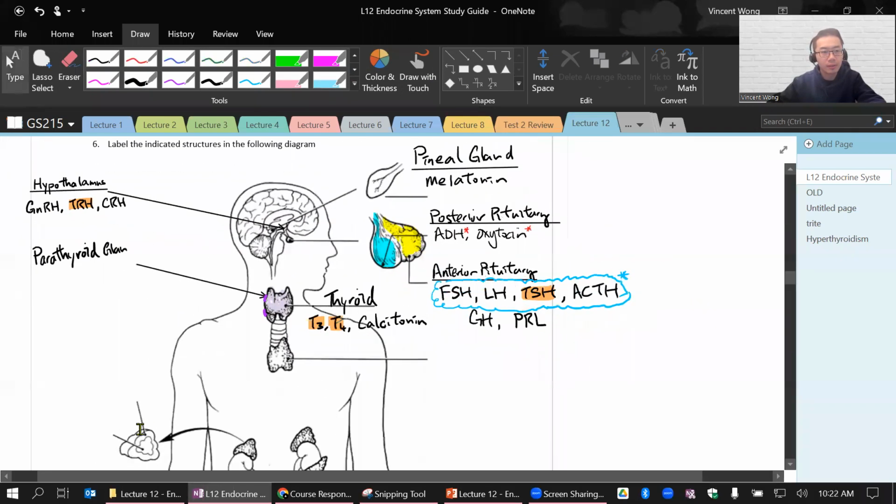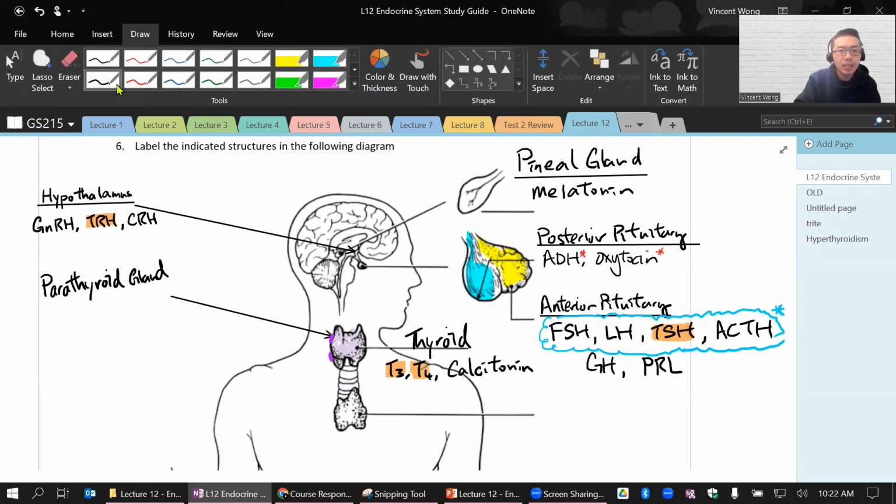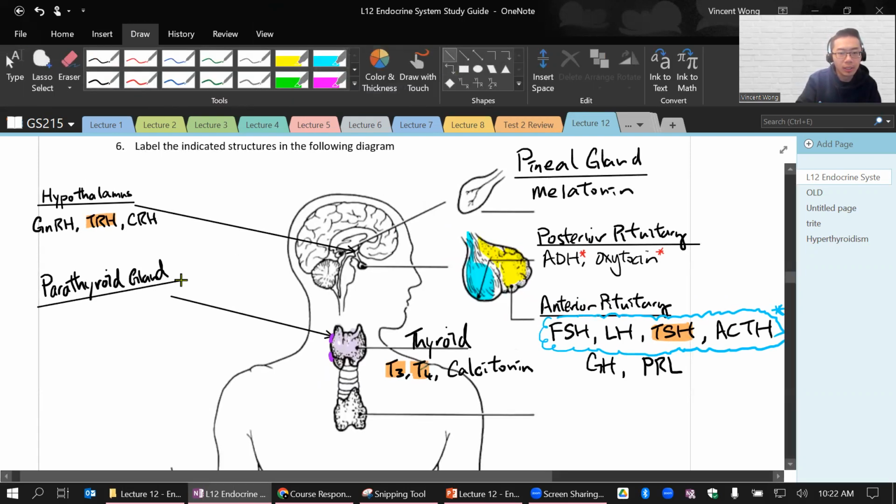Oh boy, what just happened? Everything just shifted. That is so weird. Parathyroid gland. So the parathyroid gland secretes one hormone only, and that is the PTH, parathyroid hormone.